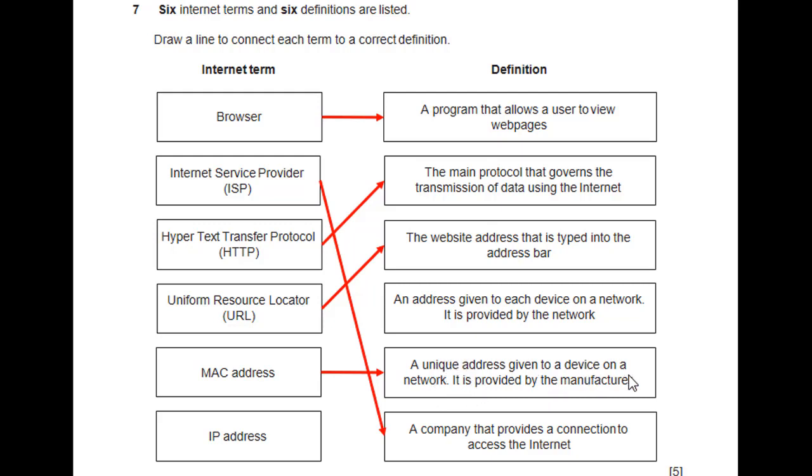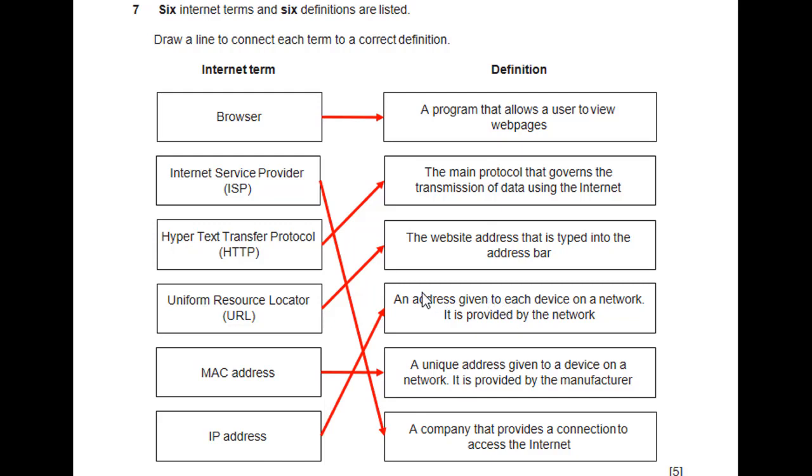The MAC address is a unique address given to a device on a network. It is provided by the manufacturer, and a MAC address is split into two halves. The first half is a code for the manufacturer, so Dell and HP will have their own MAC address code, and the second half of the MAC address is the actual serial number for that device itself.